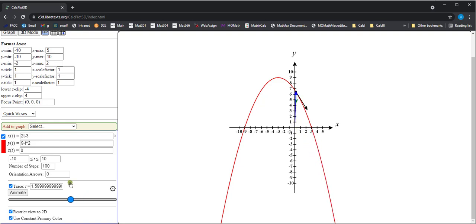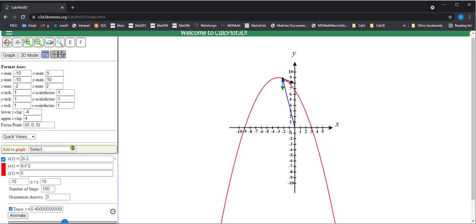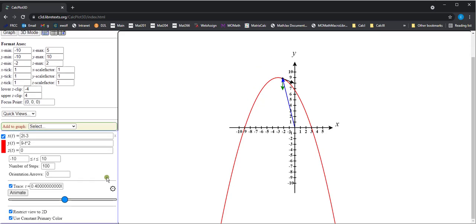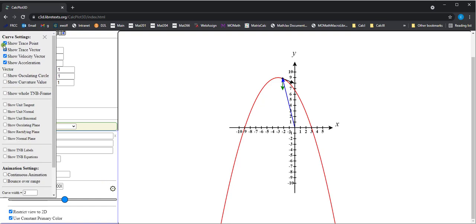Notice the black vector is always tangent to the curve. That's a derivative vector that we're going to look at. And then we've got a green acceleration vector here, and we'll explore that in a later class. So I'd like to actually turn those off. So let's see here. I'm going to click on the settings for this trace feature. That's this ship's wheel looking thing. And I can turn off both the velocity vector and the acceleration vector.